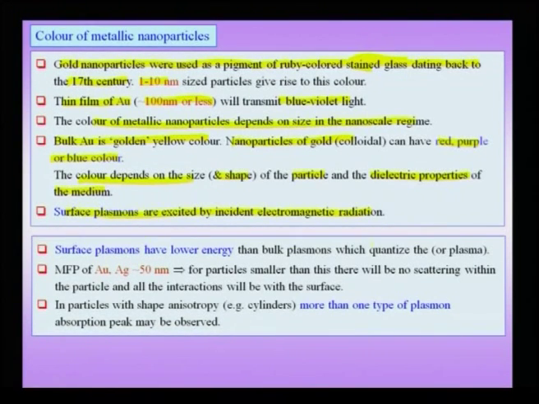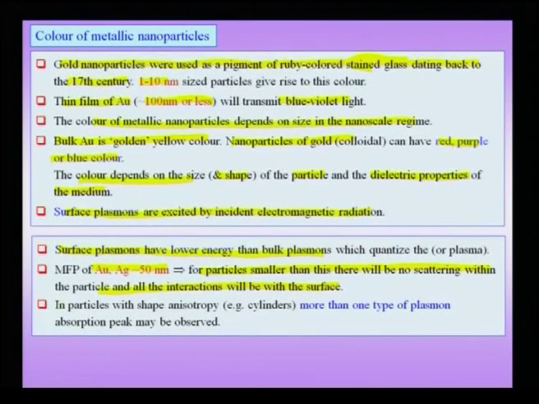Now, in the case of these gold nanoparticles, the surface plasmons are excited by the incident electromagnetic radiation, and a few more points about that are in the next box. Surface plasmons have a lower energy than bulk plasmons. Now, gold or silver has a mean free path of about 50 nanometers, so for particles smaller than this, there will be no scattering within the particle and all the interactions will be with the surface. In other words, when you have extremely small particles, it is the surface which becomes important. That means we have to worry about the surface plasmons more than the bulk plasmons. The bulk plasmon absorbance is going to be small, and it is the surface plasmons which are going to play the key role in determining the optical properties of such small metallic nanoparticles.